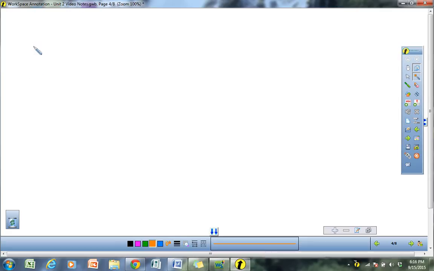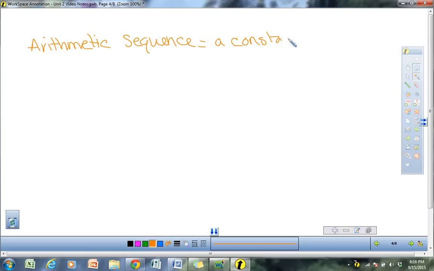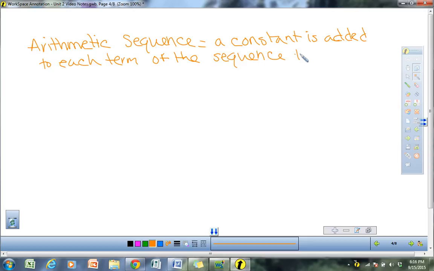Arithmetic sequence. I'm just going to have to write this out. That is, if I can get it written out fast enough, it's when a constant is added to each term of the sequence to generate the next term.